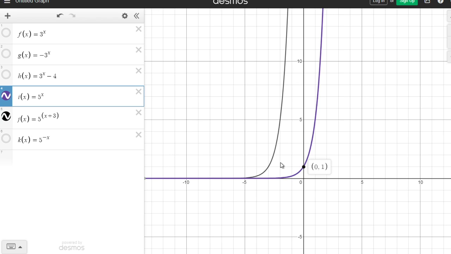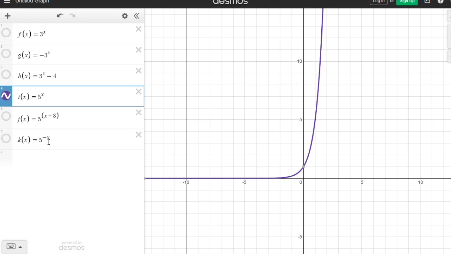So sometimes the horizontal changes can be hard to see because there aren't very many anchor points that fit on the graph, and you have to kind of know where to look. So the y-intercept is a great place to look, and whatever the first power is, is always a good place to look.